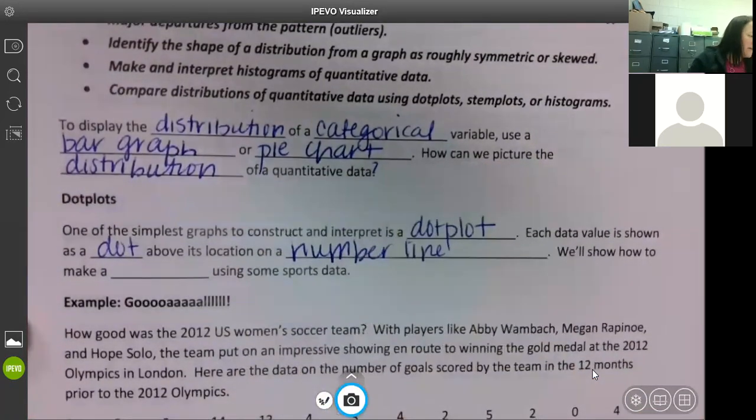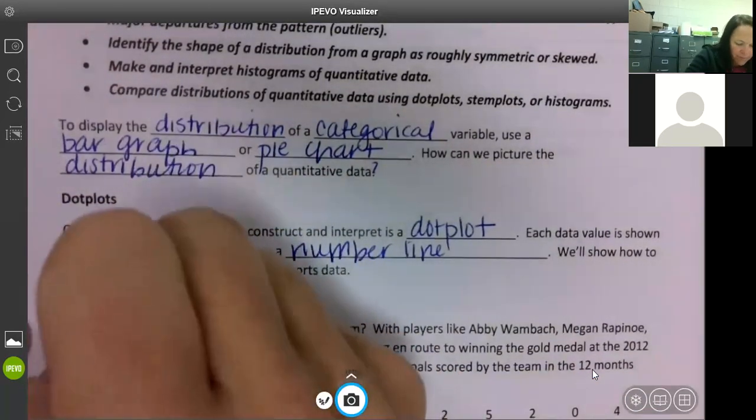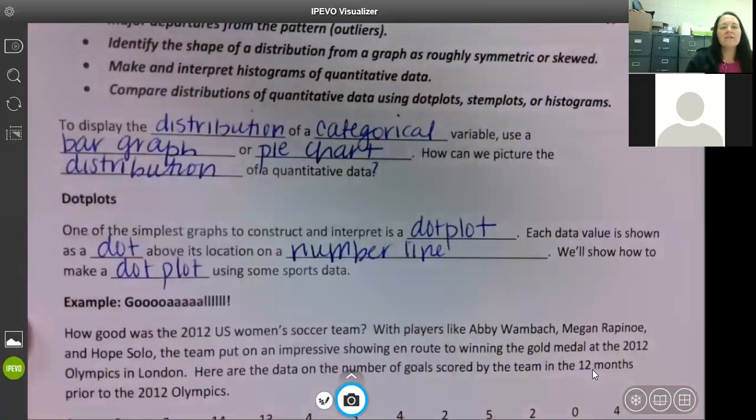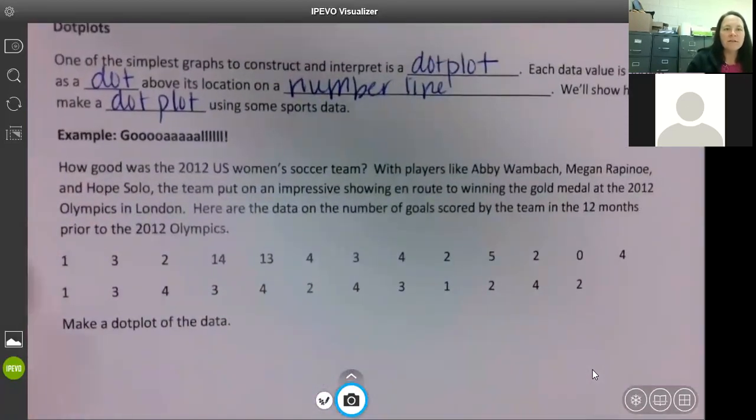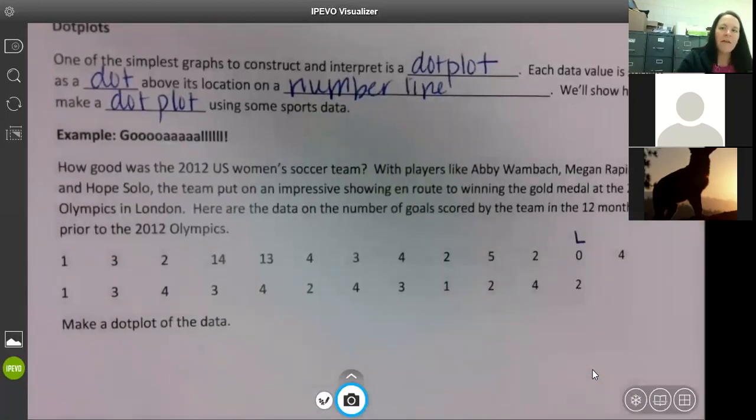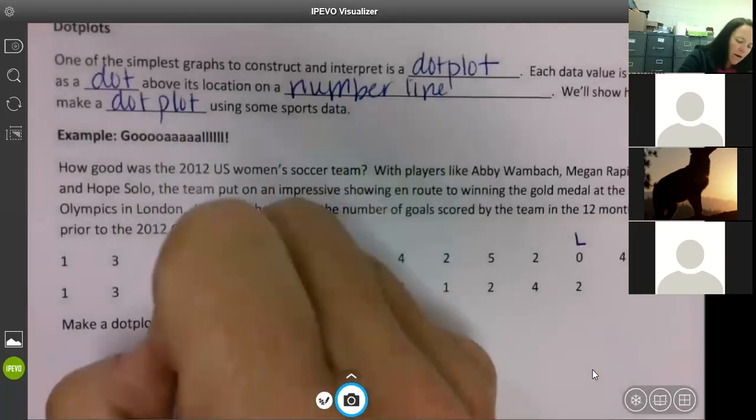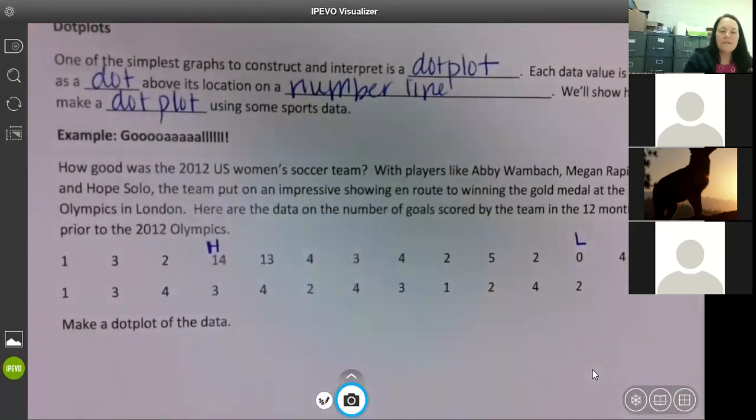And we'll show how to make a dot plot using some sports data. Okay, this little section that we're doing today is not very hard. Dot plots are pretty easy. So here's some numbers, and it just says make a dot plot of the data. So look at your lowest compared to your highest. What's your lowest number on this set of data? 0. So I'm going to put an L above that. That's my lowest. What's my highest? 14. All right. So my number line needs to go from 0 to 14.